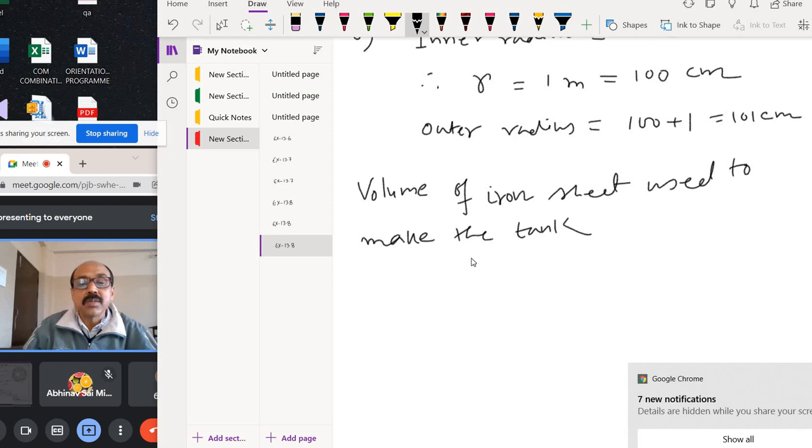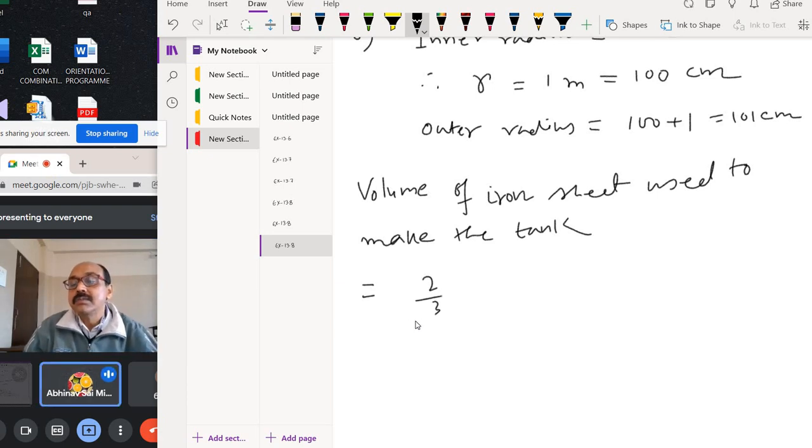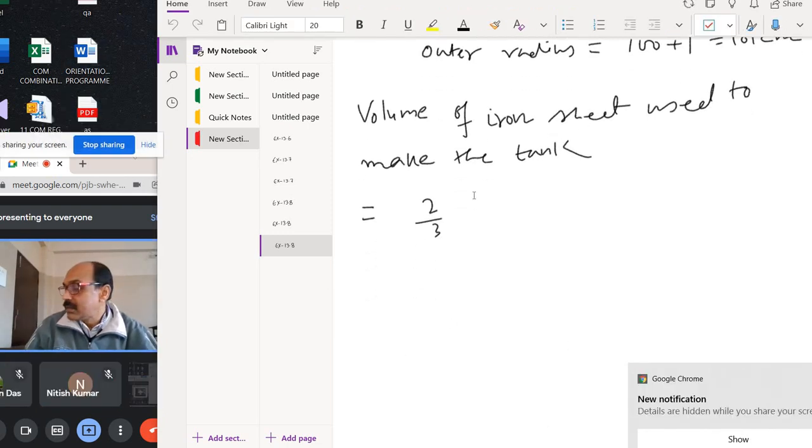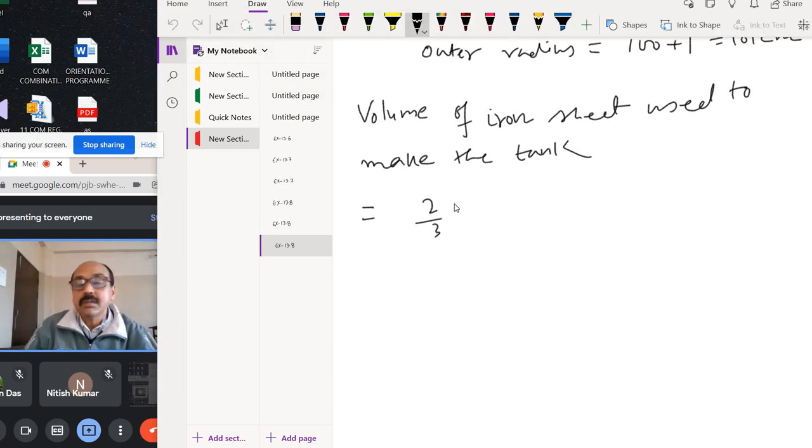Volume of the iron sheet used to make the tank equals 2 by 3 pi, outer radius capital R cube minus small letter r whole cube, that is inner radius. This is the capacity or volume of the iron sheet used to make the tank.